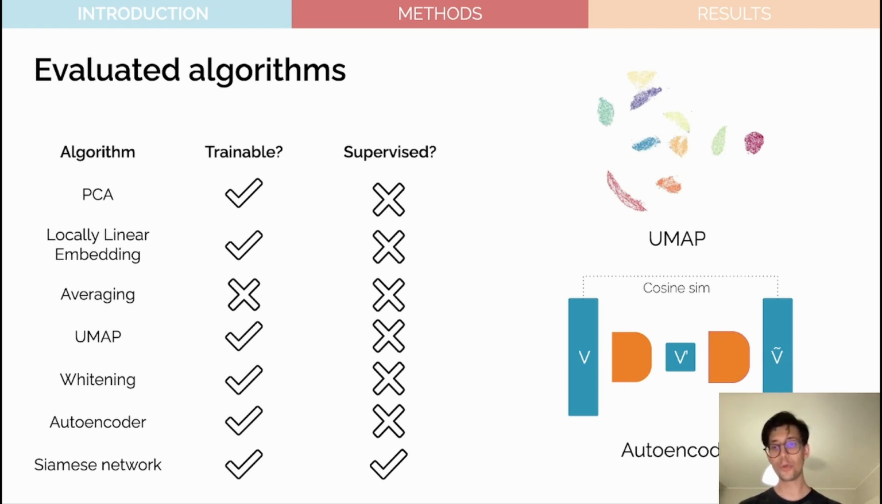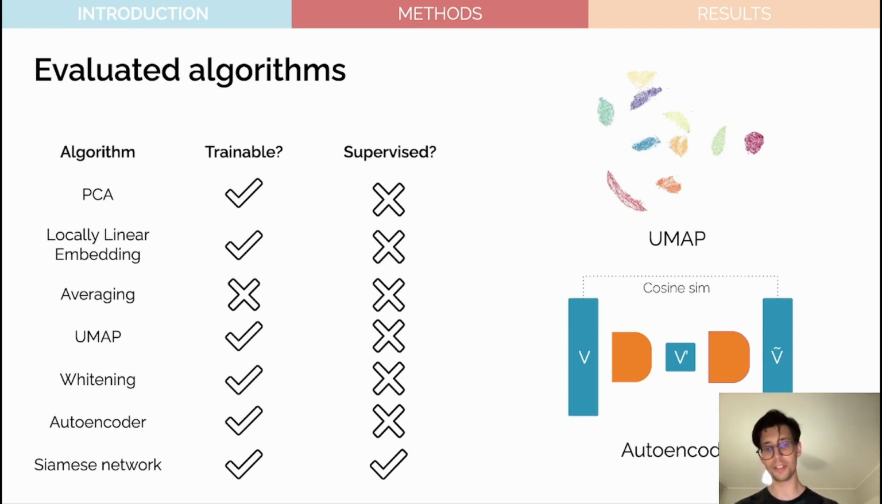The algorithms that we will evaluate are as follows. Many of them are the traditional dimensionality reduction techniques that are commonly used, like PCA, UMAP, whitening, or locally linear embedding. We'll also use simple averaging, so that if we, for example, split our vector V into parts of length 8, then we'll average them into a single scalar.